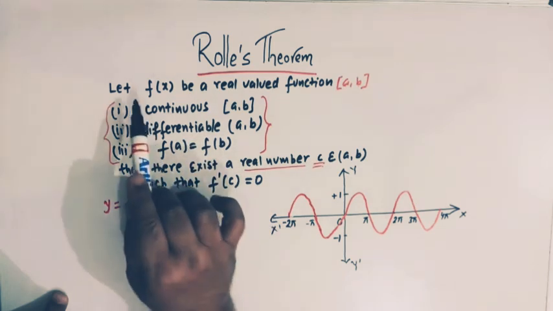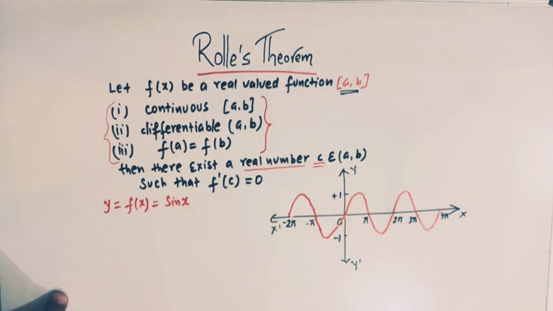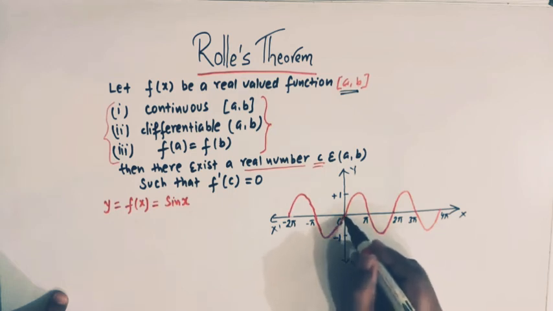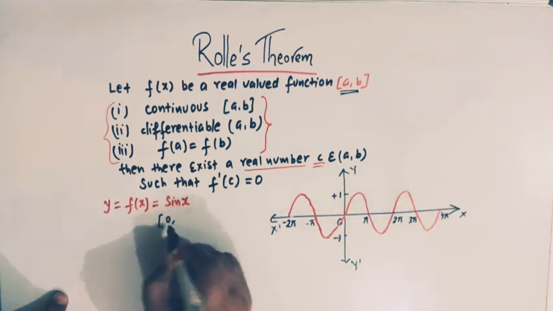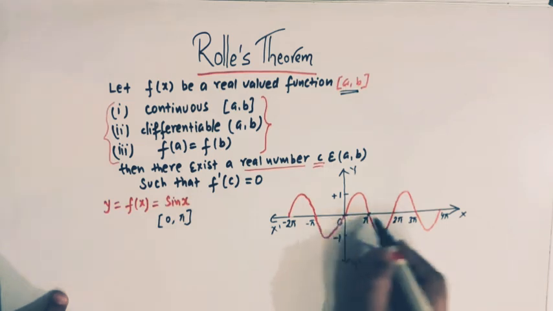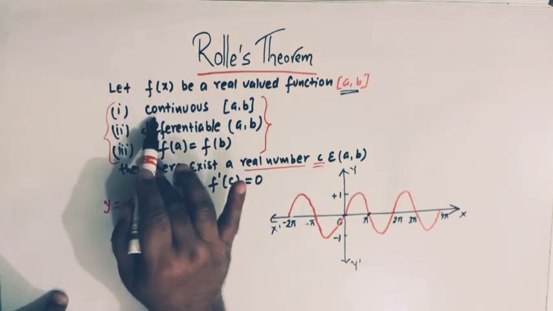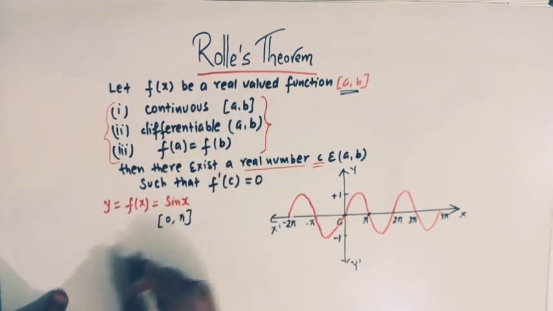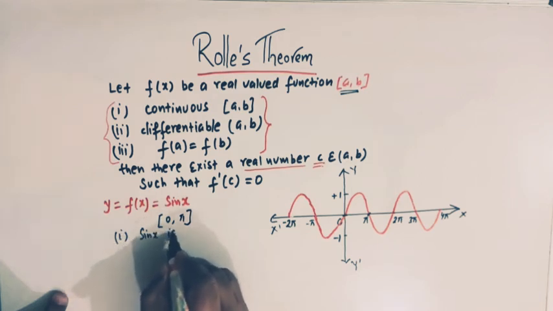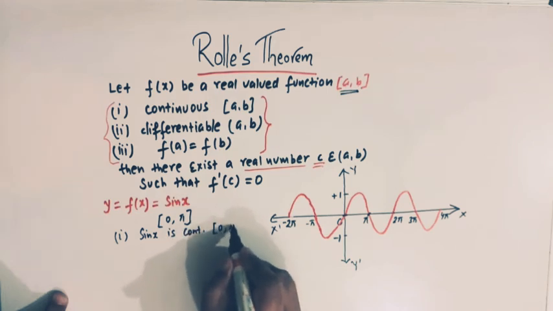Rolle's theorem says that let f(x) be a real valued function defined on some interval [a, b]. Here let us take the interval 0 to pi. The first condition is that the function f(x) should be continuous in [a, b]. Obviously the sine function is continuous, so sin x is continuous in the interval 0 to pi.